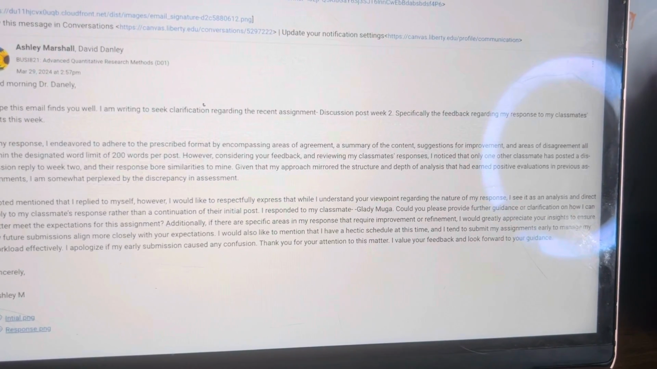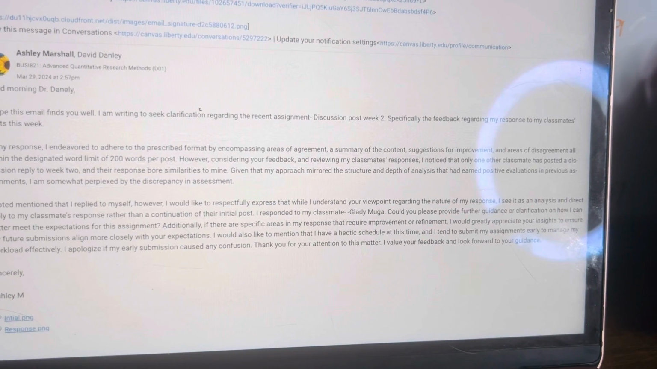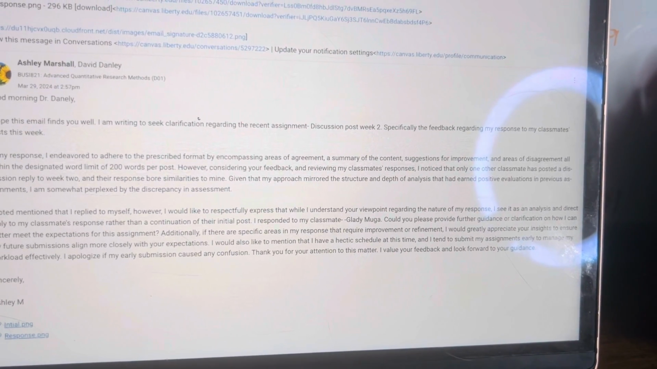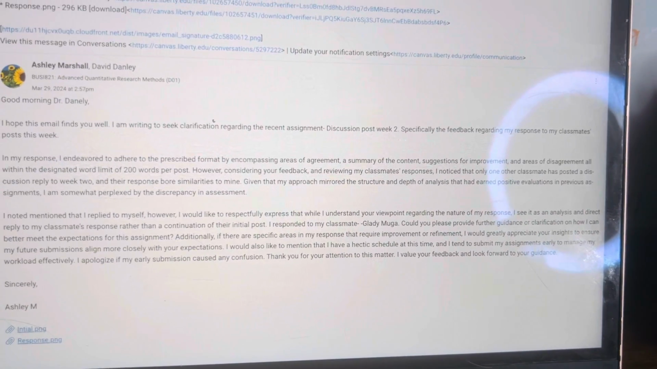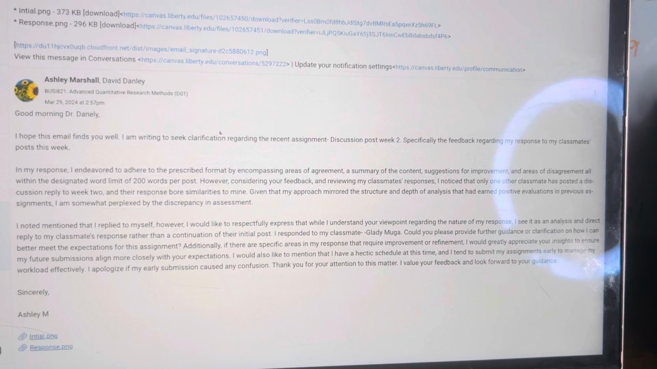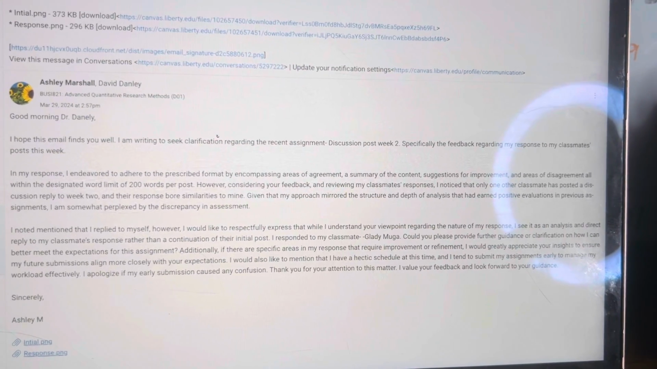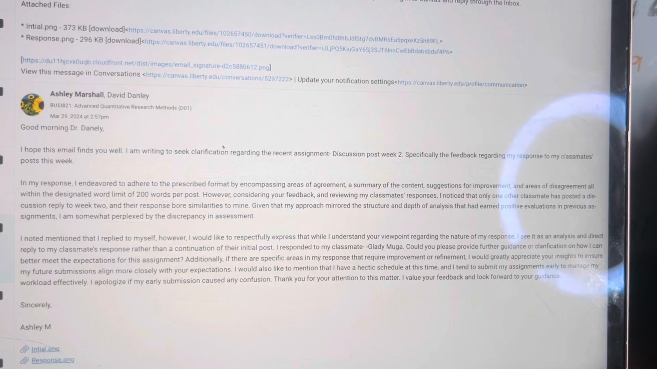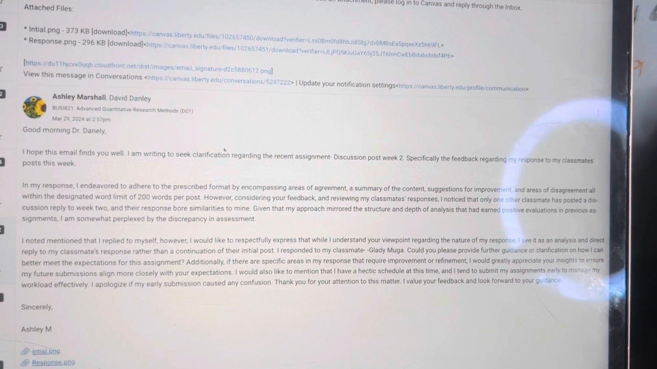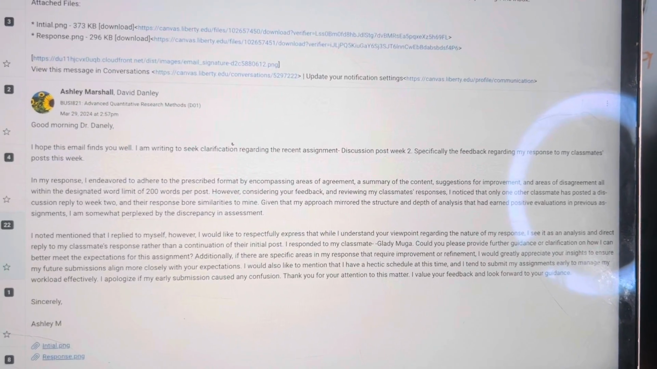In my response, I endeavor to adhere to this prescribed format by encompassing areas of agreement, a summary of content, suggestions for improvement, areas of disagreement, and all within the designated word limit of 200 words per post. However, considering your feedback and reviewing my classmates' response, I noticed that only one other classmate had posted a discussion reply to week 2, and their response bore similarities to mine. Given that my approach mirrored the structure and depth of the analysis that had earned positive evaluations in previous assignments, I was somewhat perplexed by the discrepancies.